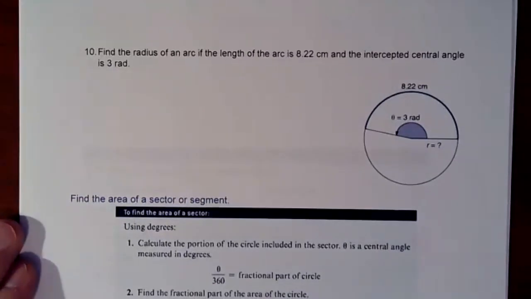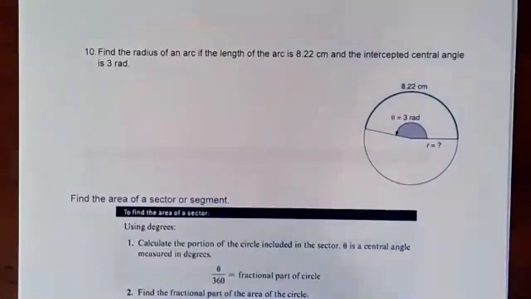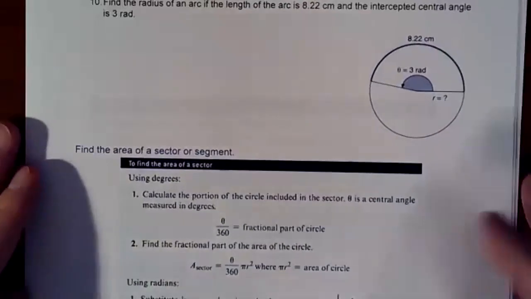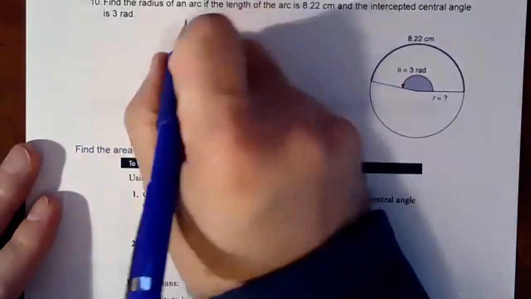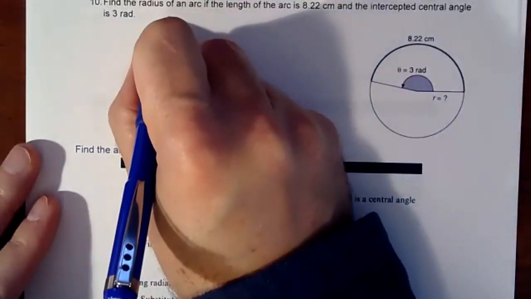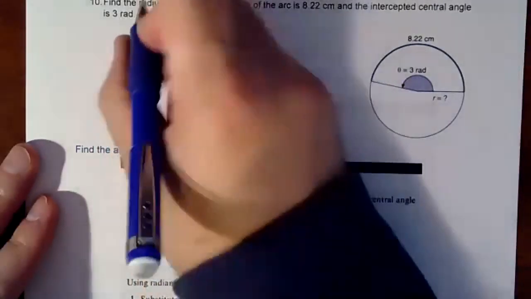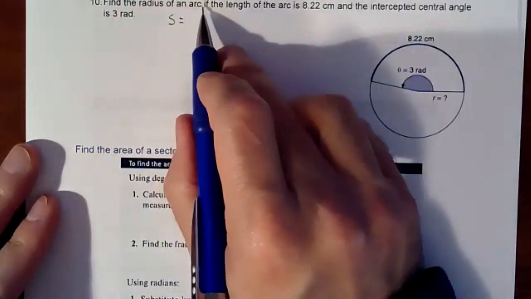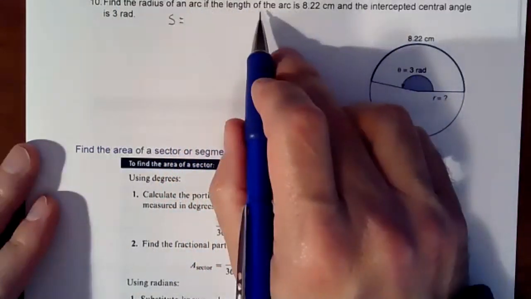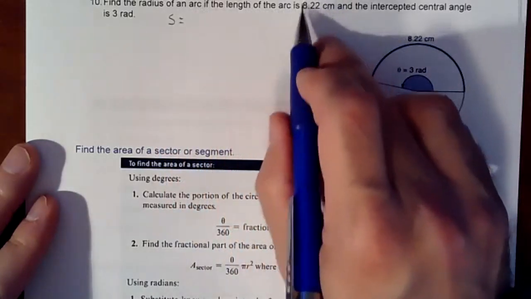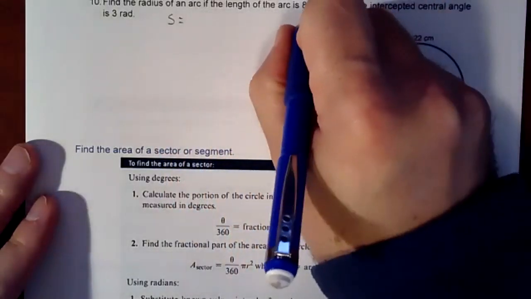Unless, of course, we have one last one. Not weird enough. All right, so we're looking at arc length. Let me start by drawing out the formula. Let's talk about what we know and what we don't know. It says find the radius of an arc if the length of the arc is 8.22. So that's your S value.